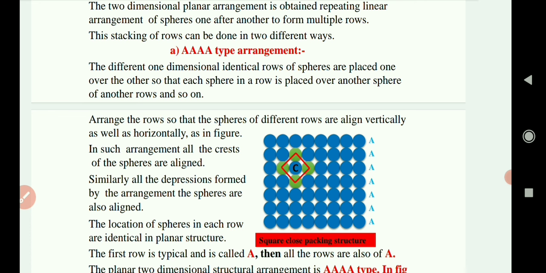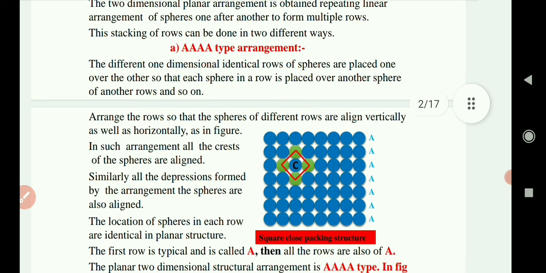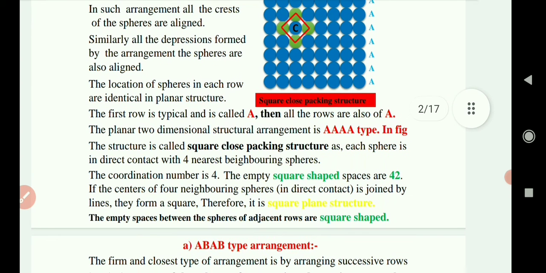In such a case, each sphere is coming in contact with 4 neighboring spheres. When you join the 4 neighboring spheres, you consider one sphere here in the diagram shown as C, and when you join its neighboring spheres which are shown in green color, you get a square. Such a structure is a square close packing structure, which is obtained in 2 dimensions.